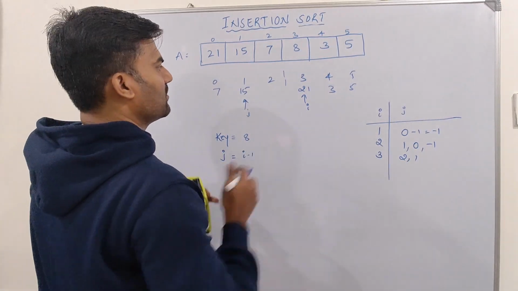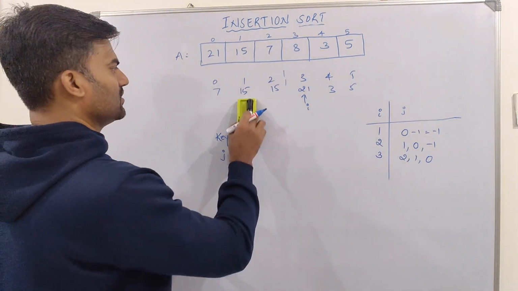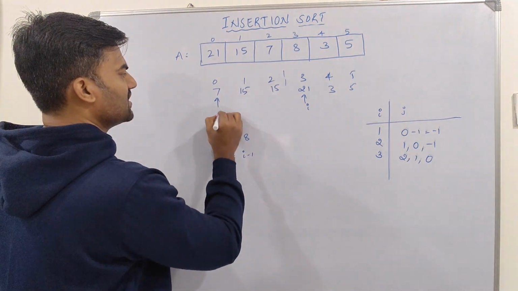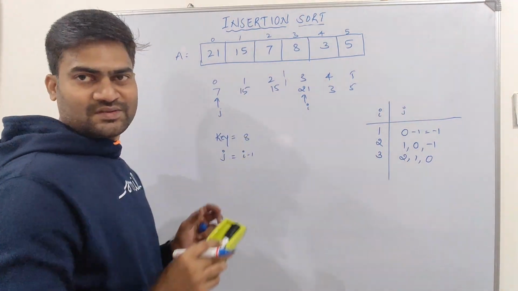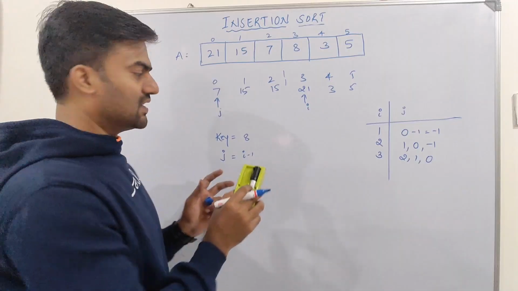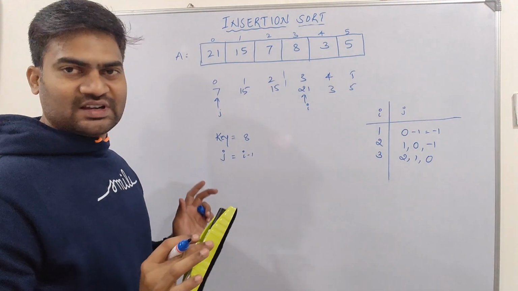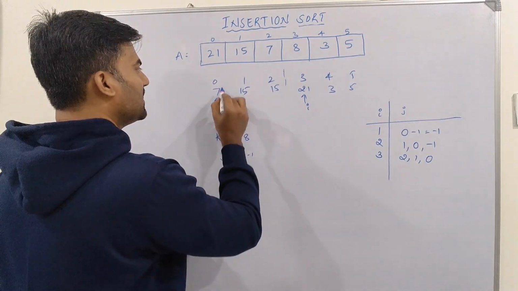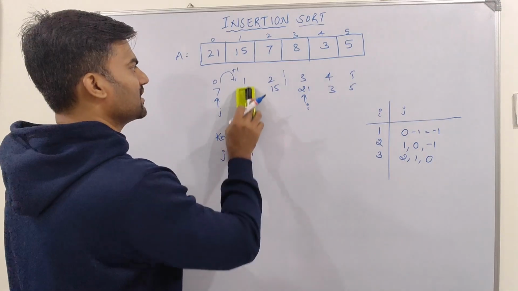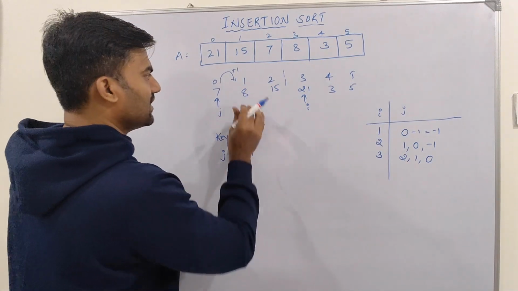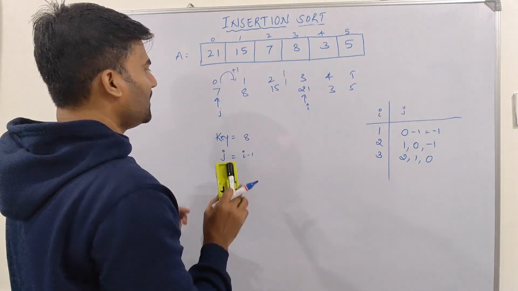So I will replace this with 15. So j gets decreased to 0. So j is at 0 now. Now if you see, 7 is less than 8. So this is a very important thing we need to understand here. Once this element is less than 8, I will stop. I don't do any further things. Then what I will do, I increment j by 1 and I will simply place my key here. So if I do this, then 8 will be at its correct position. Okay, so now this is done.